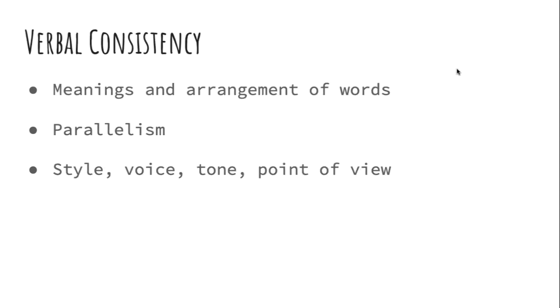Verbal consistency refers to the meanings and arrangement of words. This means one term is used to represent a concept. Referring to a switch as a toggle switch in one paragraph and as an on-off switch in another paragraph lacks consistency and can even lead to confusion. Verbal consistency also includes ensuring lists and sentences are parallel.